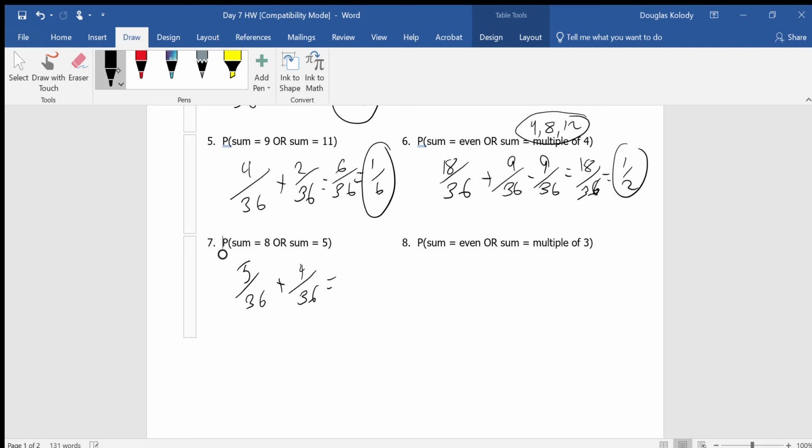There's no overlap, so that's 9 out of 36, which is 1/4. And last but not least for this, the sum is even again. Boy, I was boring with my choices.